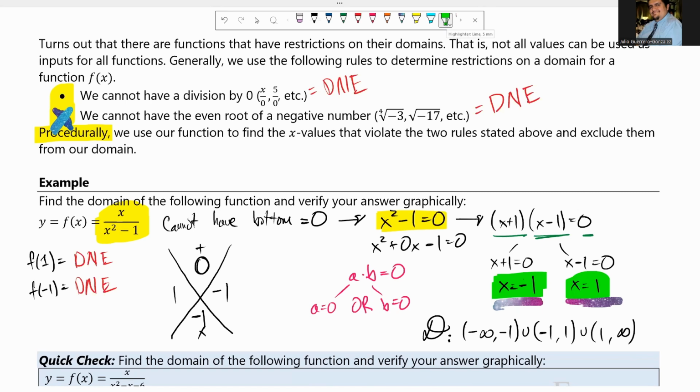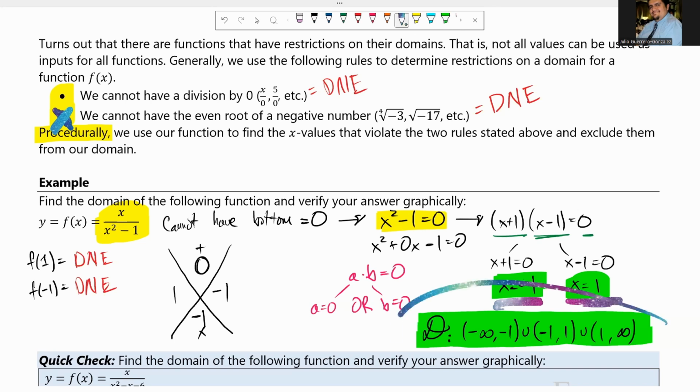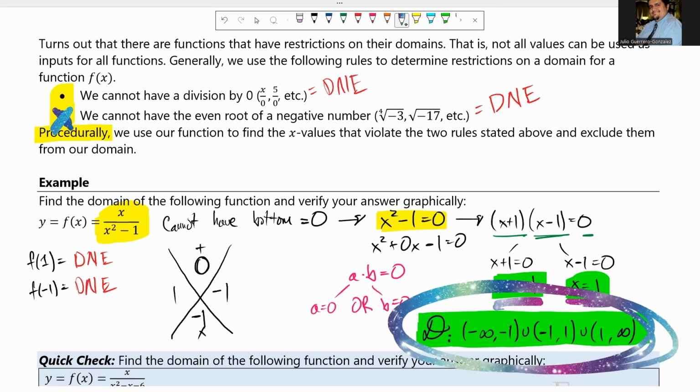So notice what's included in here and what's not included, because of how we use our parentheses. -1 is missing and +1 is missing. Everything else is in here. So this domain, this green thing right here, these are all the possible x values that I can plug in to f(x).